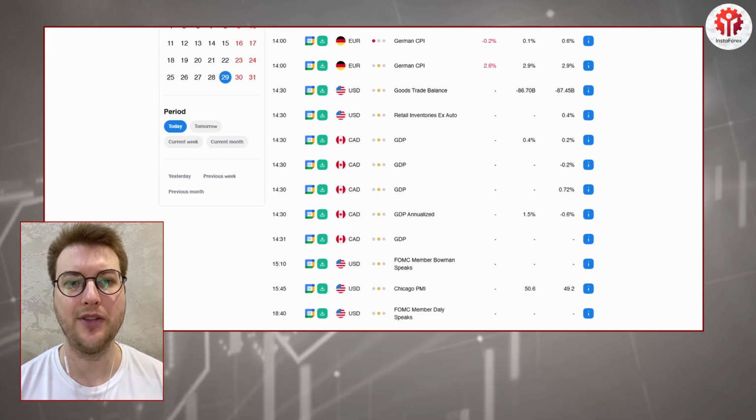In the US, the calendar includes goods trade balance data and a speech by Fed official Michael Bowman, whose remarks are expected to attract investors' interest.